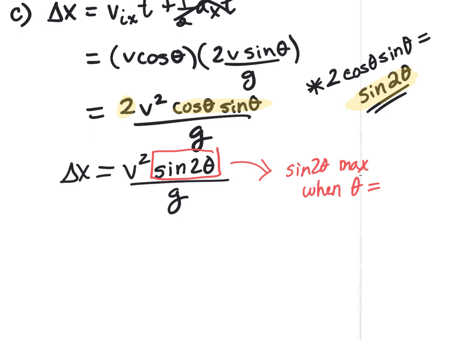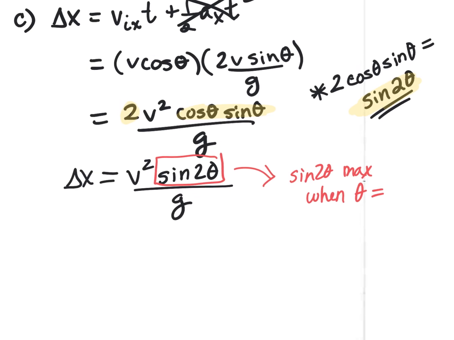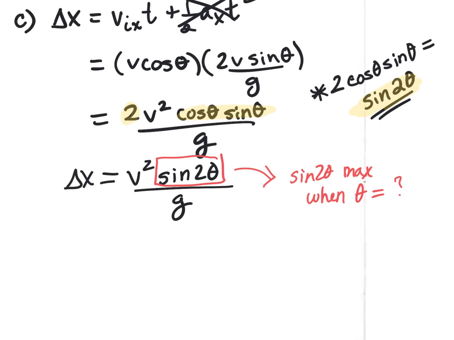So what we need to figure out is, sine 2 theta is maximum when theta equals what? Well, set 2 theta equal to 90 degrees, right? Sorry, leave the sine off. 2 theta equals 90 degrees, so what is theta equal to? 45 degrees. Does that not make sense? It's going to go the furthest down range when it's exactly 45 degrees.